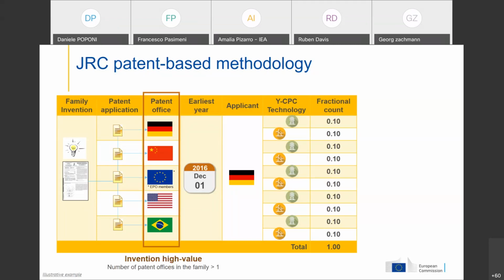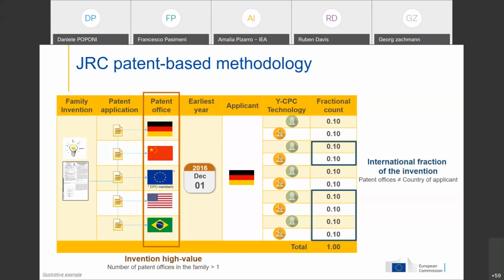Together with this measure, we also introduce the concept of high-value inventions, which are those inventions that are protected in more than one country. And we also introduced the concept of international fraction of the invention, which is the part of the invention protected in a country different from the country of the applicant. This methodology has been applied for several years now, and it has become a reference within the European Commission. We also provide support and data in order to keep methodological consistency in our policy messages.